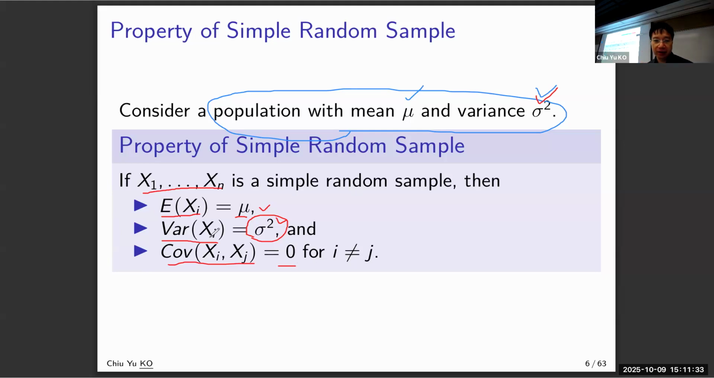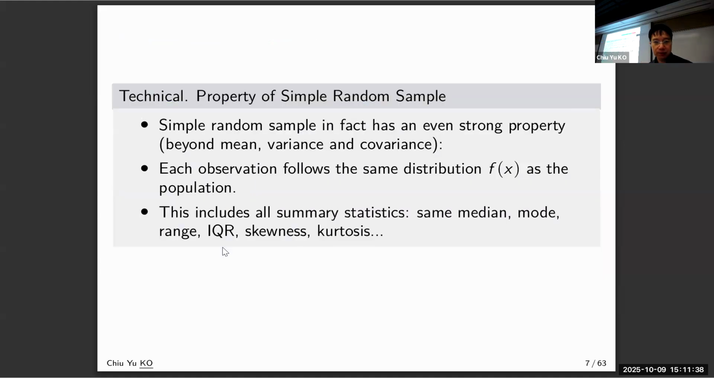Because independent, right? Independent. So that's very important later, you see. Actually, simple random sample is even stronger because beyond mean, variance, covariance, it actually means the same distribution, F, or the big F or the P function, which means the same median, same mode, same IQR, same skewness, same kurtosis. Everything is the same. F is also the same.